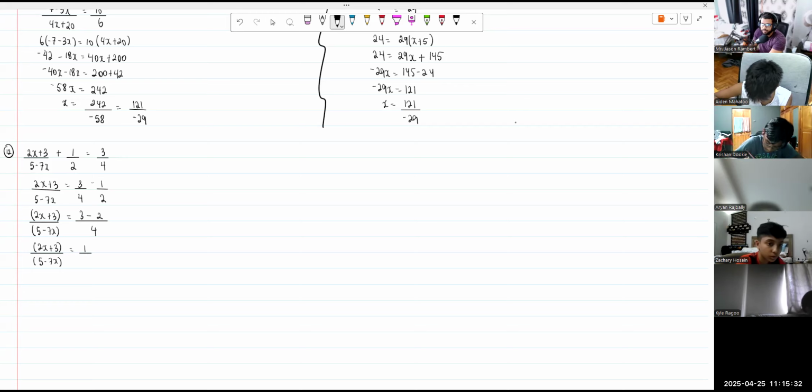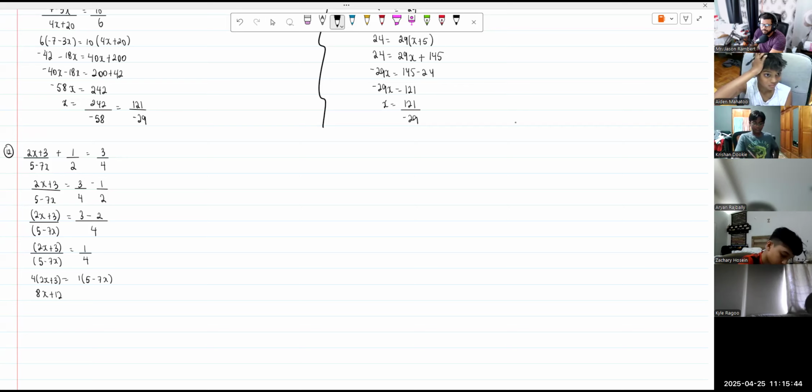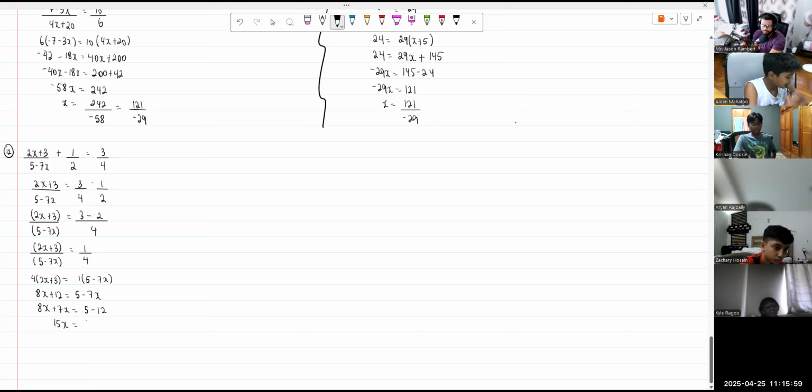And now I can cross multiply. I'll get 4 multiplied by (2x + 3) is equal to 1 multiplied by (5 - 7x). 8x + 12 is 5 - 7x. Move it across. 8x + 7x is 5 - 12. 15x is equal to 5 - 12, which is minus 7, sorry. And x is equal to minus 7 over 15.